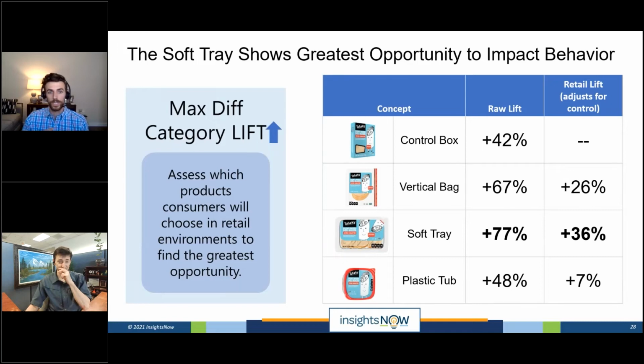As we calculate the percentages, we wanted to show this in a little bit more detail. So what we can see is that even the control provides some lift, and that's why we wanted to normalize that across the concepts to provide a realistic opportunity score as compared to the current offering. As you can see, the vertical bag and the soft tray provide the highest retail lift as compared to the plastic tub, offering a mere 7% in the plant-based space. So the soft tray provides 77% raw, but then subtracting out the control, you get 36, and then the vertical bags at 26%.